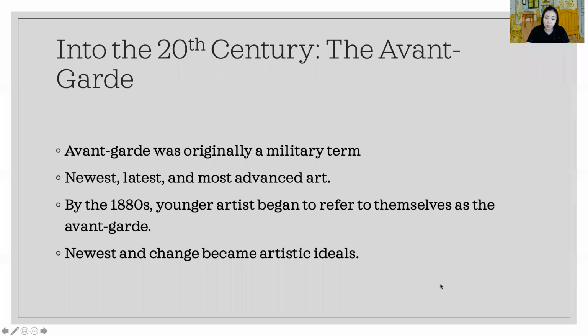Avant-garde was originally a military term referring to the detachment of soldiers that went first into battle. Avant-garde, which is a French term, means newest, latest, and the most advanced art. By the 1880s, younger artists began to refer to themselves as the avant-garde. They were the boldest artists, going first into uncharted territory and waiting for others to catch up.